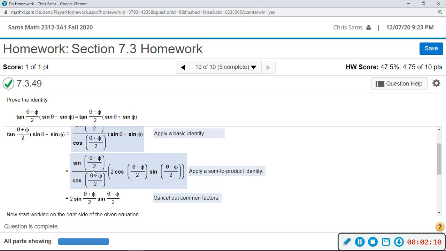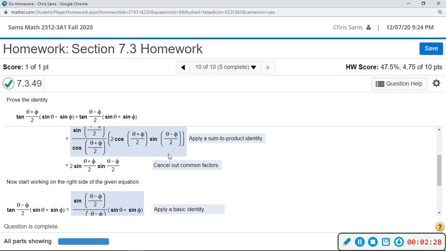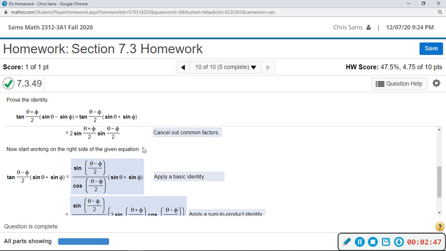Then when you distribute, this cosine of theta plus phi over 2 is going to cancel out the cosine of theta plus phi over 2, and you're going to end up with the 2 staying, and sine of this angle plus this angle and minus this angle. So that's what you get here, and it just says cancel out common factors. All right, so this is what you end up with on the left side once you've simplified as far as you can go. From here, we would just be backtracking if we tried to do a product to sum or whatnot.